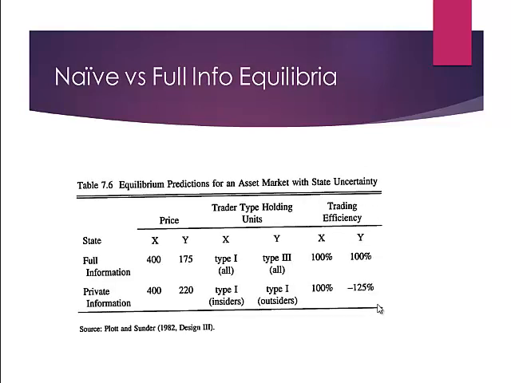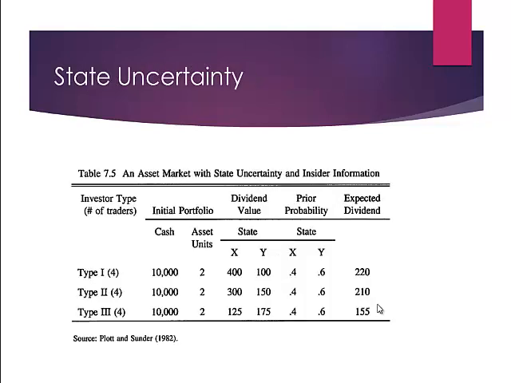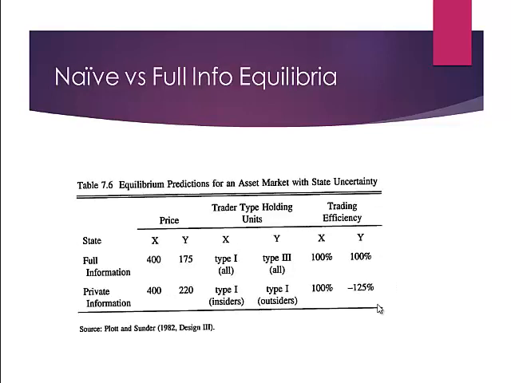So that's the private information case. With full information, in case X, type 1 will own all the units because they have value of 400, and in state Y, type 3 will own everything at 175.